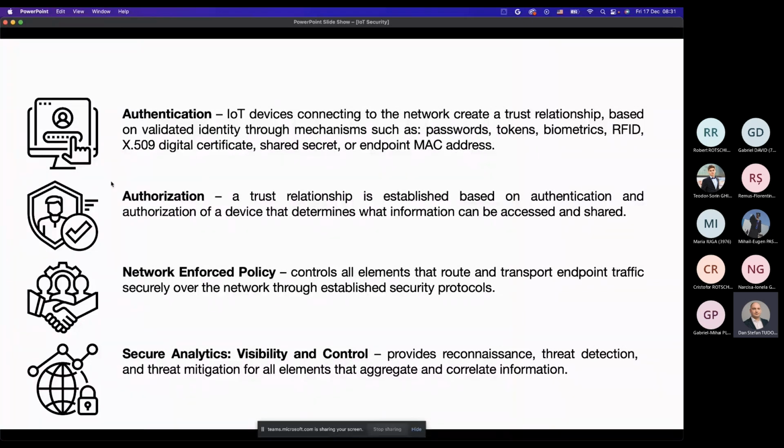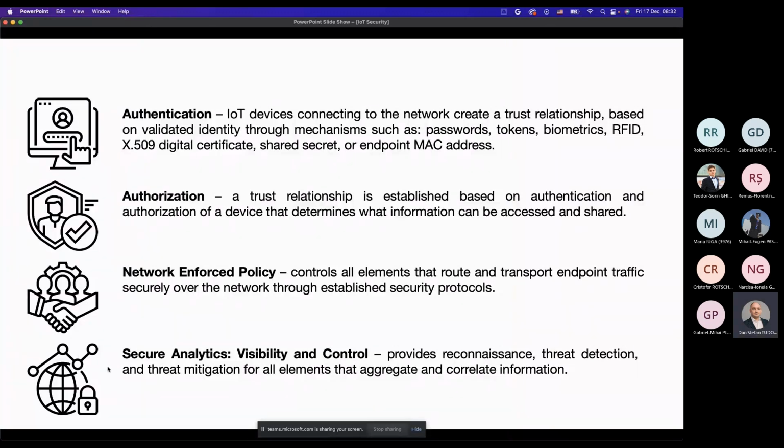Authorization is a trust relationship that is established based on the previous step, authentication. And when you authorize a device, it determines that the information is safe to be accessed, and that device is usually secure. There is usually a network enforced policy that controls all the elements that route and transport endpoint traffic securely over the network through these established security protocols that we will talk about.